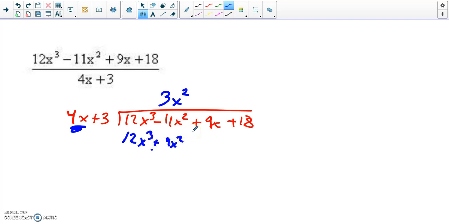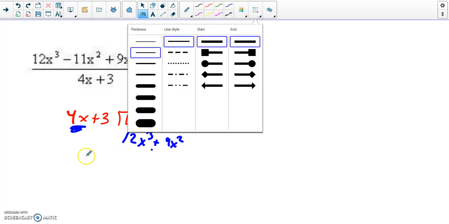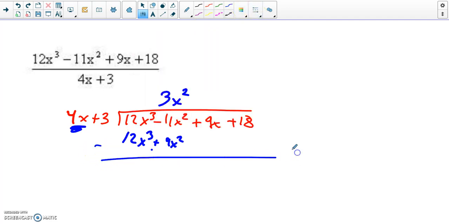And we're going to subtract down. 12x cubed minus 12x cubed is 0. Negative 11x squared minus 9x squared is negative 20x squared. And then just drag down the other stuff. Goes unchanged.